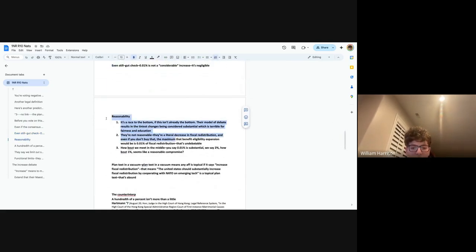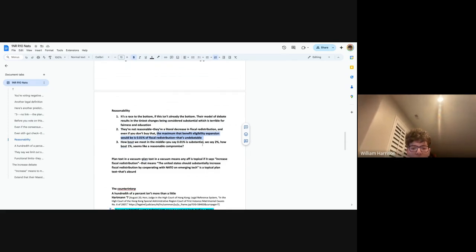So yeah, here's the reasonability answers. It's a race to the bottom. If this isn't already the bottom, their model of debate results in the tiniest changes being considered substantial, which is terrible for fairness and education. So this is just an answer to reasonability. It causes us to the slippery slope of ever more marginal affirmatives. Then they're not reasonable. They're a decrease in fiscal redistribution. That was the link turn earlier. But even if you don't buy that, it's 0.1%, 0.01% of fiscal redistribution. That's not debatable. It's not reasonable.